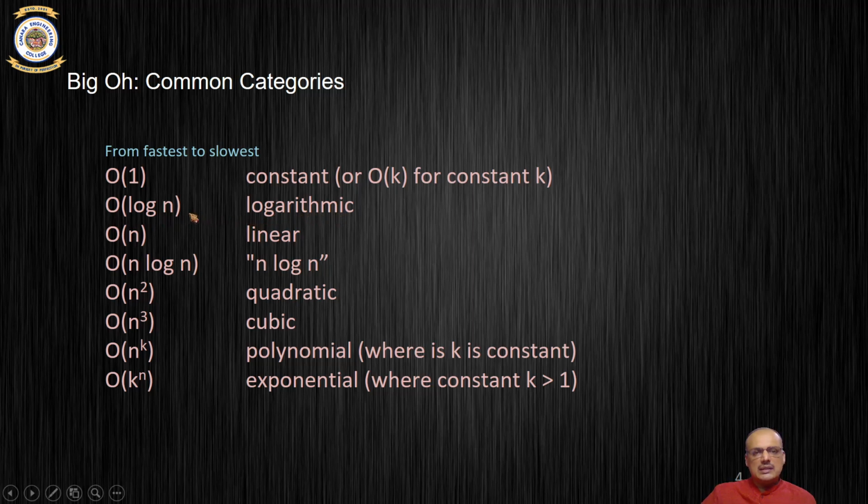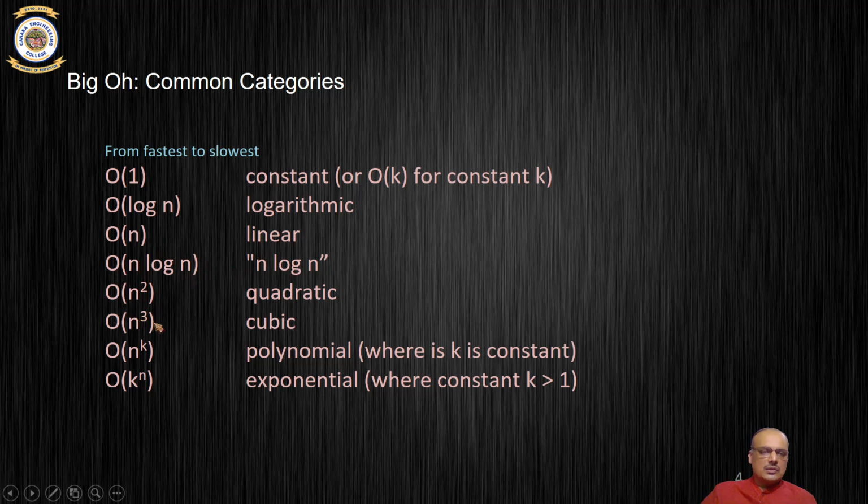The next one is O of log n. This complexity increases in a logarithmic way. As n increases, O of log n increases in a logarithmic way. So this is a bit faster than O of 1. Then is linear, O of n. When n increases, O of n also increases linearly. This is faster than the logarithmic increase. Then one step further, we have O of n log n, which increases faster than n.